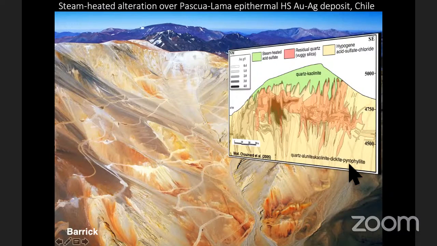Quartz alunite, kaolinite, dickite, pyrophyllite from condensation of magmatic vapors in light orange. In light red is the residual quartz. In dark is the gold, as well as silver. It's slightly offset, but mostly associated with this horizon of residual quartz, and all of it covered by a low-grade to barren quartz kaolinite zone of a steam-heated origin. It's almost 200 meters thick here.